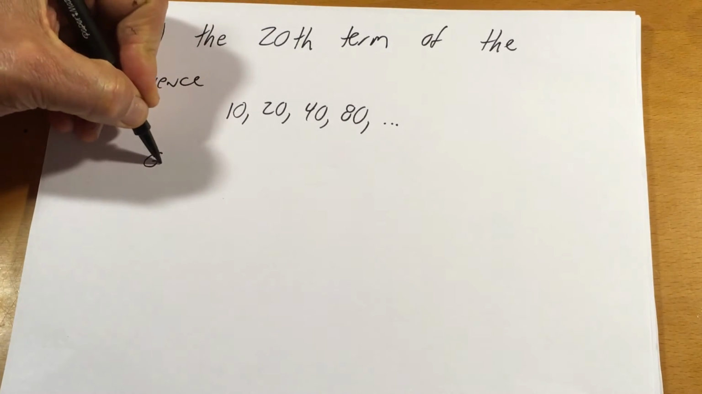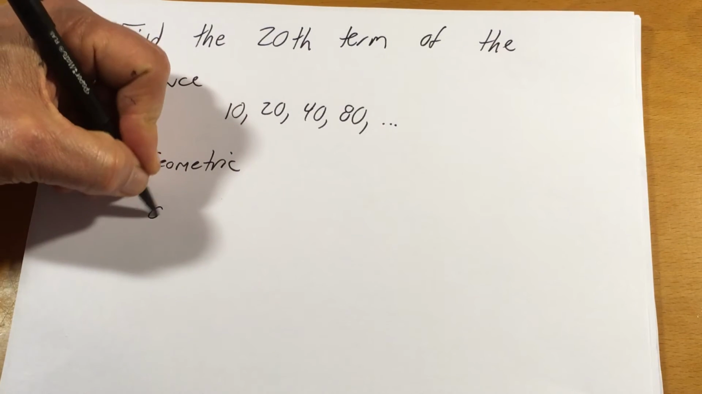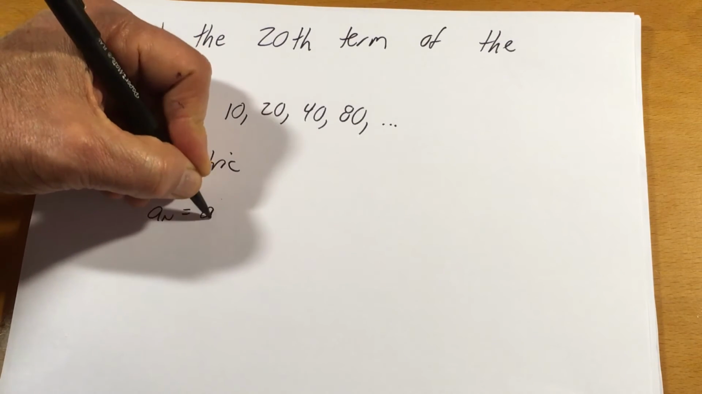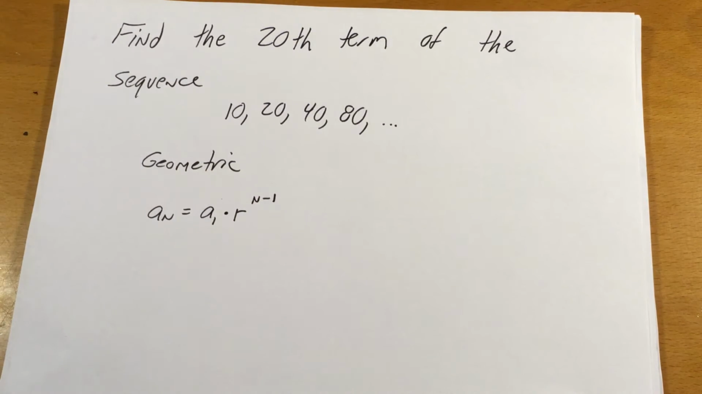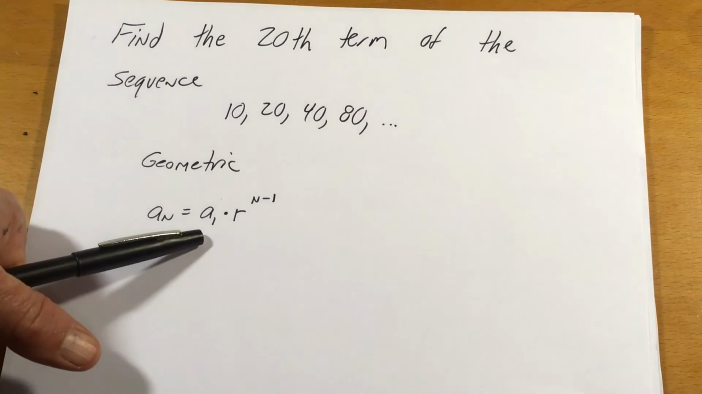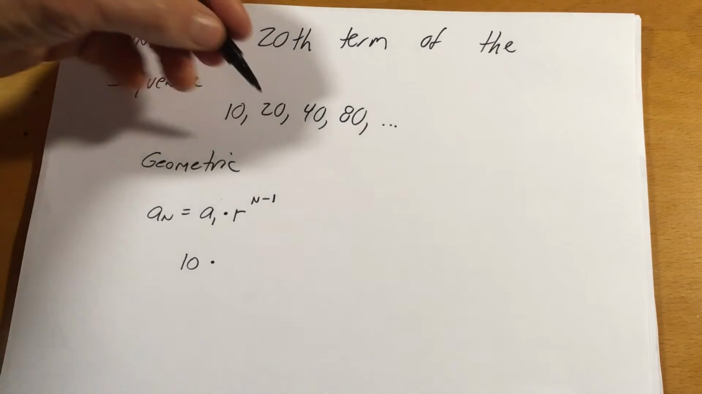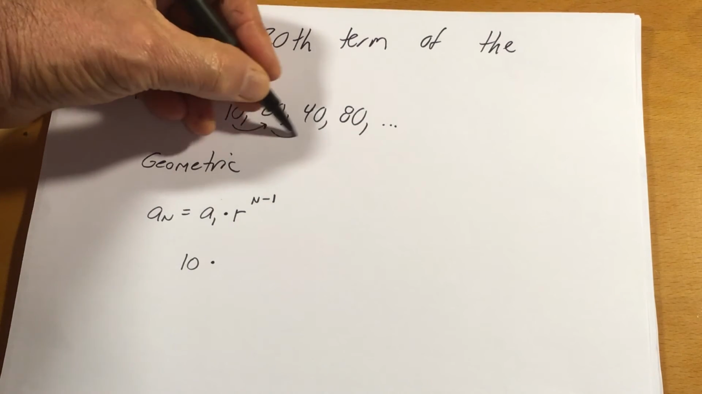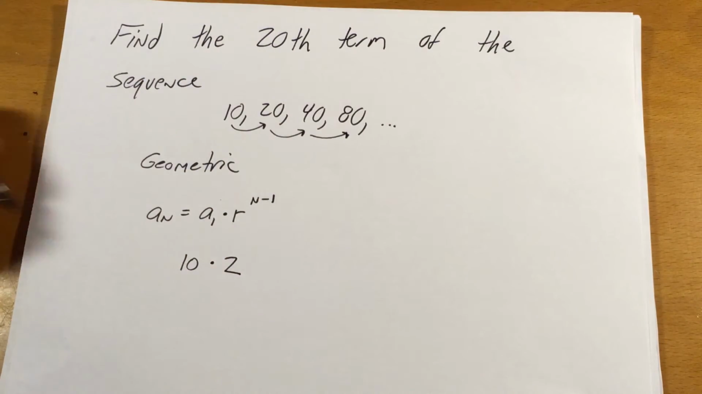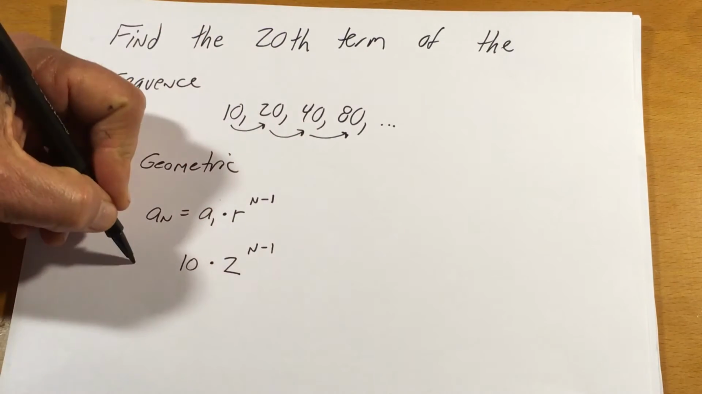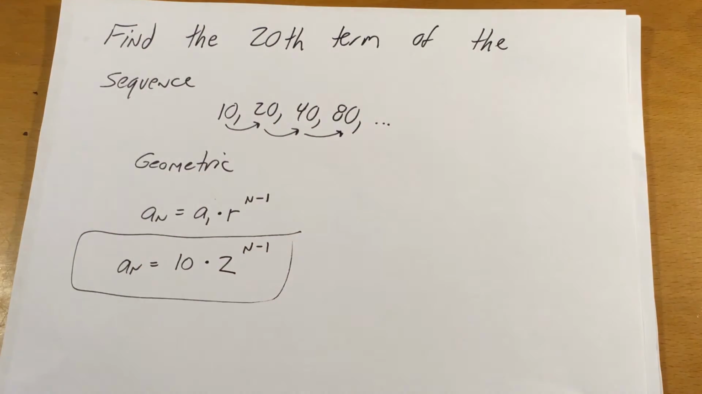Once you know it's geometric, you're going to write down the formula. The formula is a sub n is a1 times r raised to the n minus 1. We're going to plug in the different values. a1 is the first term, so we're going to plug a 10 in. r in this case is 2. See how you're multiplying by 2 each time? So that's times 2 raised to the n minus 1. So this is your formula right here. If you're asked for the formula, it'd be done.